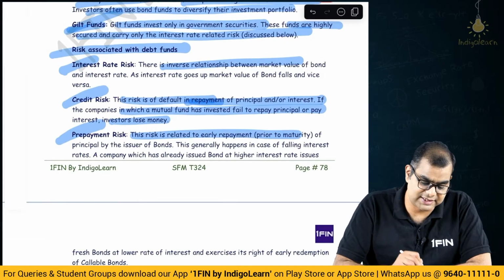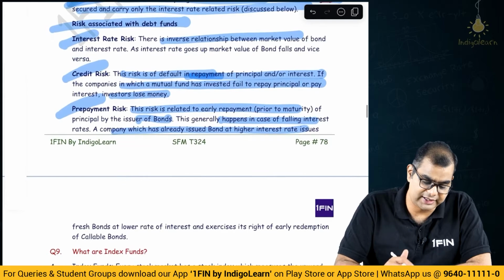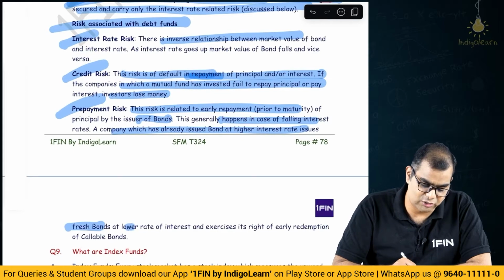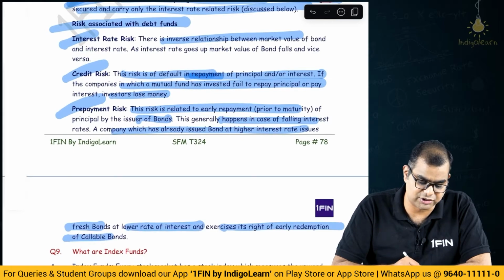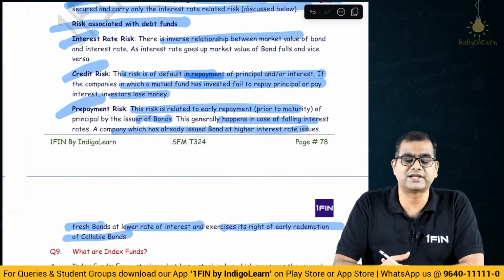This risk is related to early prepayment of principal by the issuer of the bonds. This generally happens in case of falling interest rates, and the company which has already issued a bond at a higher interest rate issues fresh bonds at a lower rate of interest and exercises its right of early redemption of a callable bond. We have discussed this in the security valuation bond chapter.